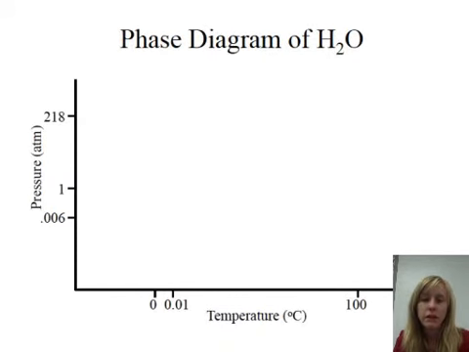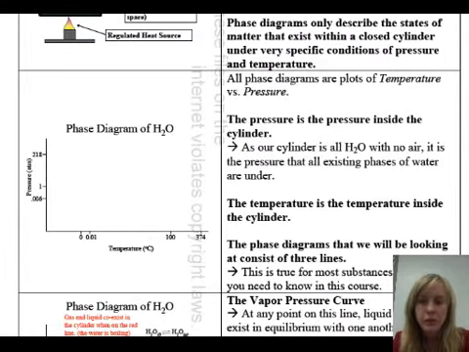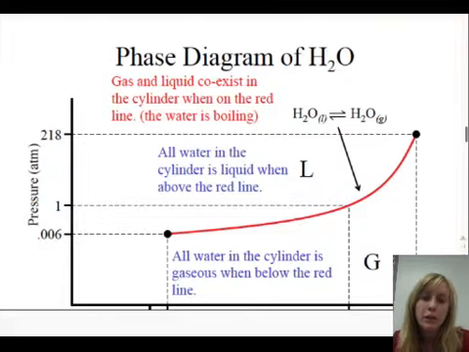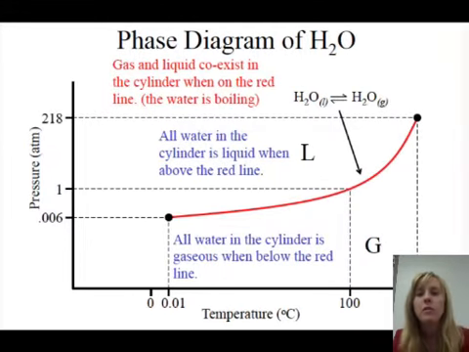We're going to look at phase diagrams that consist of 3 lines. At any point on this line, liquid and gas exist in equilibrium with one another. This could be considered the boiling point curve, as water only boils on the points that fall on this line. Liquids and gas only coexist within the cylinder on this line. So this is the point where it's going through the phase change from liquid to gas. Above the line is only liquid, and below the line there's only gas. In an open system, water would boil at every point along this line.